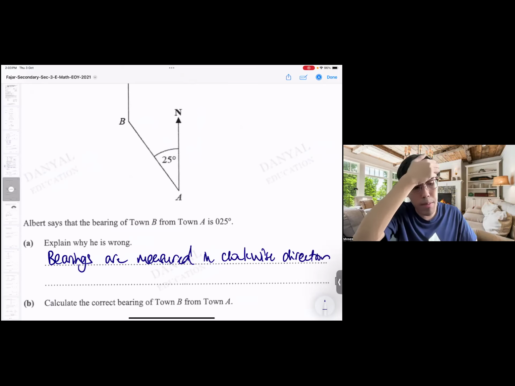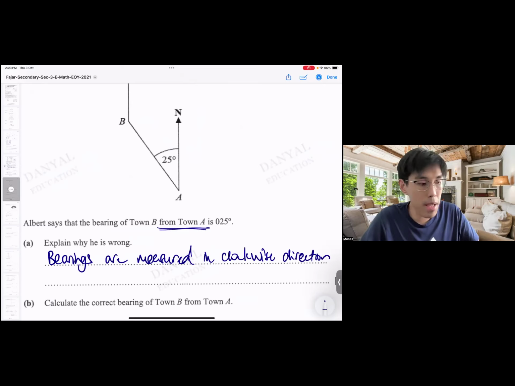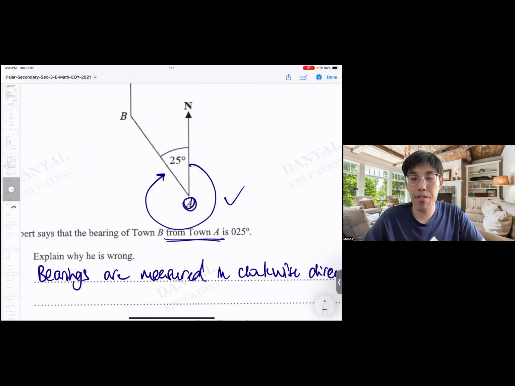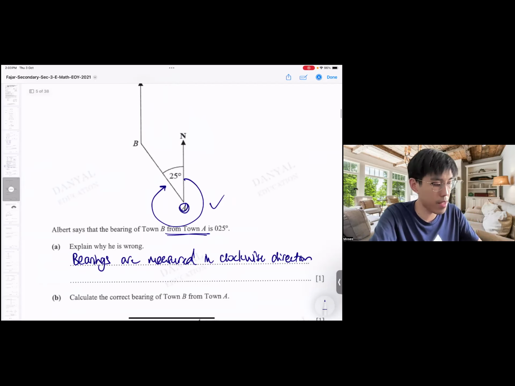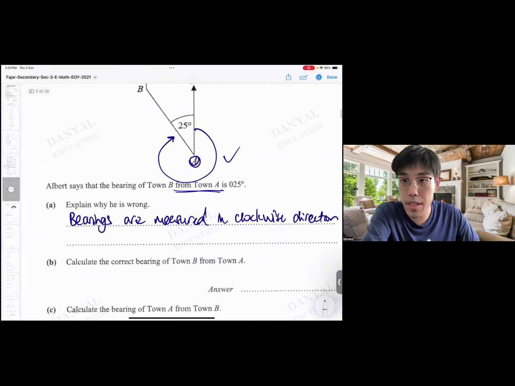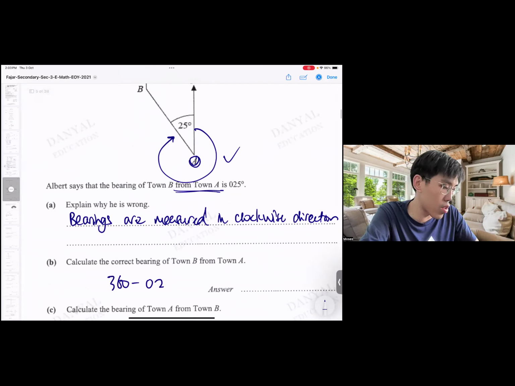So what happens over here is that because it says from A, from A means you start from here. So technically, in order to measure the bearing, we need to take from here and turn one big round. This is the correct bearing. You cannot just take 25, because 25 here is being measured in the anti-clockwise motion, which is not correct. All bearings are supposed to be measured in clockwise direction. Calculate the correct bearing. So in this case, this 25 will also help us because the bearing is actually 360 minus 025.